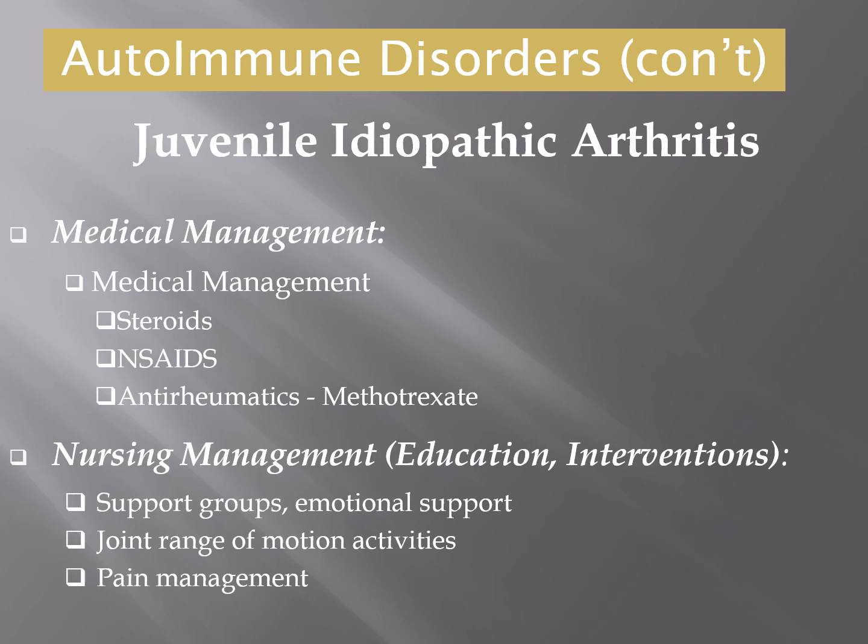So for juvenile idiopathic arthritis, the medical management, we use steroids, we use NSAIDs, we give them anti-rheumatics such as methotrexate, which is considered a DMARD, a disease-modifying anti-rheumatic drug. We want to provide them with support groups and emotional support, and really go through the importance of utilizing occupational and physical therapy and maintaining their range of motion and their muscle strength. Swimming is a super great way to do that.